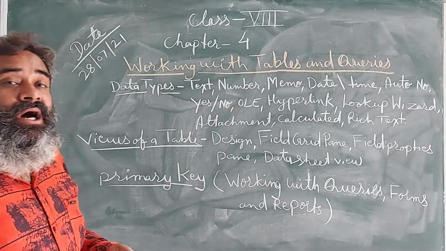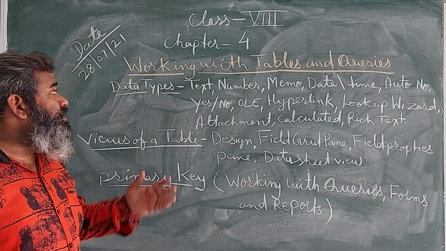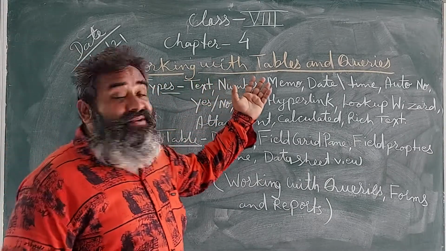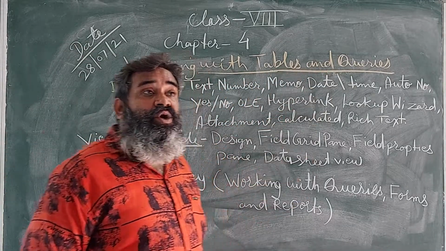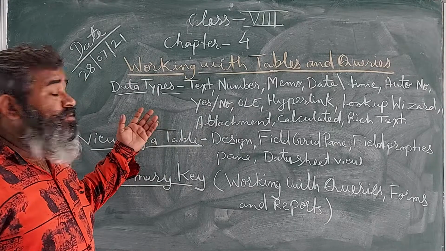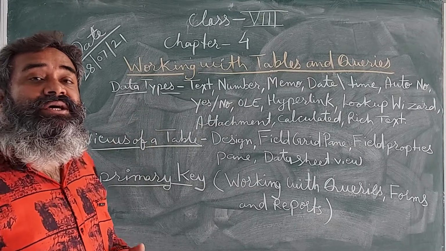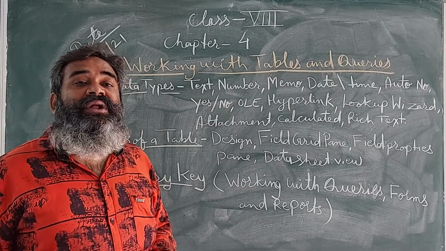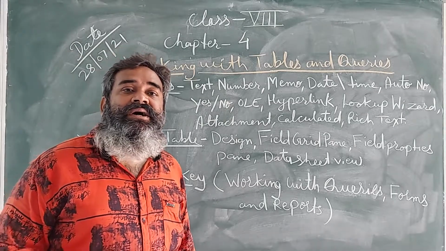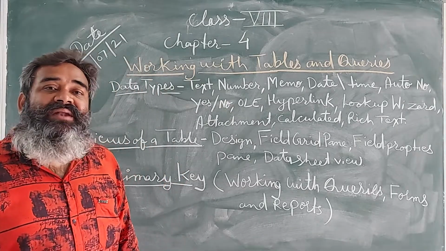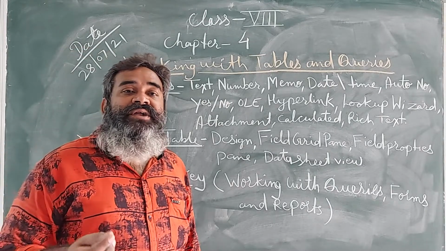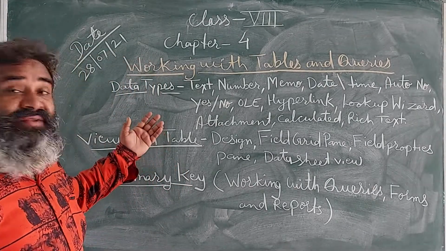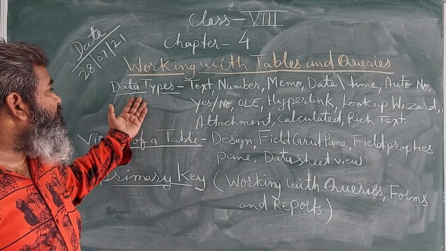In this chapter, we will see how data can be created with different kinds of fields, and how to create and work with tables and queries. First of all, we have to create tables. A table is an area where we can put our data in an organized manner. When we create our data, we have seen table data types.